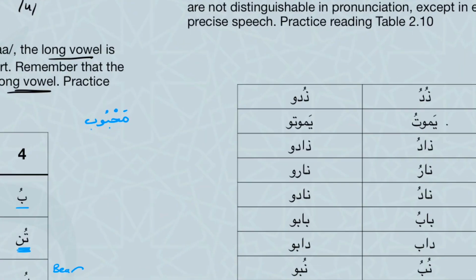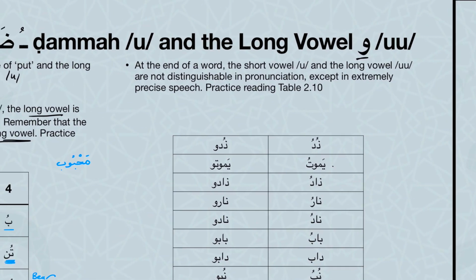Now we get to this point in reading or pronunciation that when the dhamma is word final, at the end of a word, the short vowel u and the long vowel u, at some point in normal speech, are not distinguishable from each other. The only way you would actually hear the difference is how I'm pronouncing things right now, in very careful speech, like I'm trying to give every letter its rightful place in pronunciation.